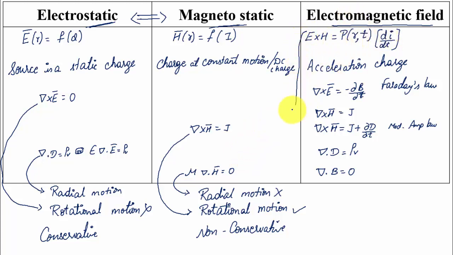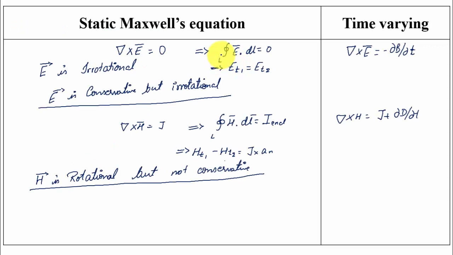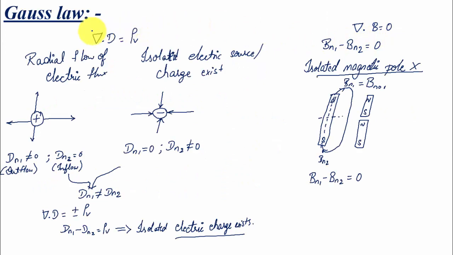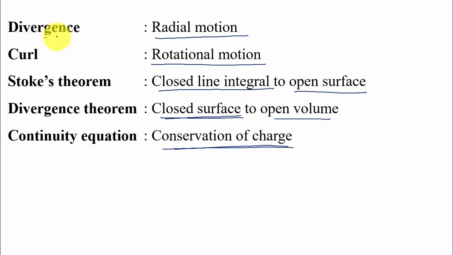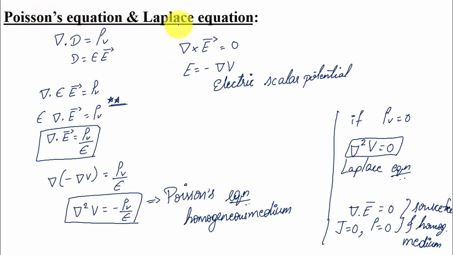And 4 forms of Maxwell's equations we have discussed. And also we have discussed static Maxwell's equations and time varying Maxwell's equations. Also we have discussed Gauss law, that is del dot D equals rho V, and one more form is del dot B equals 0. This one also we have discussed. And the main thing is we have discussed the Helmholtz equation, which is valid for waveguides, transmission lines, antennas. How a single equation is getting modified, we have studied. Apart from this, we have studied what we mean by divergence, curl, Stokes theorem, divergence theorem. We have studied Poisson's equation and Laplace equation also.